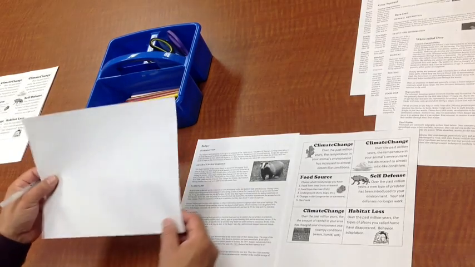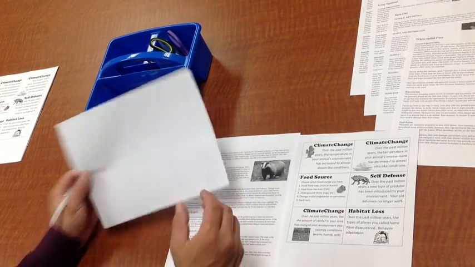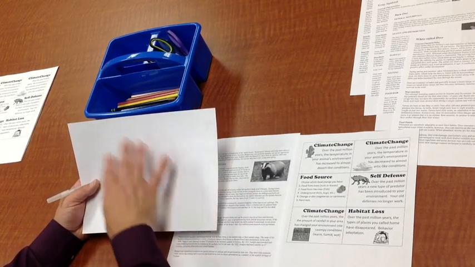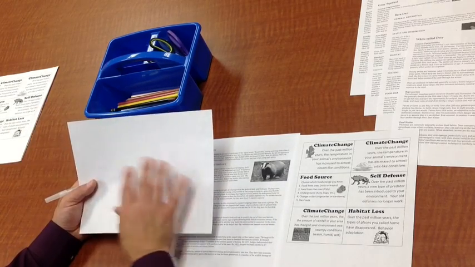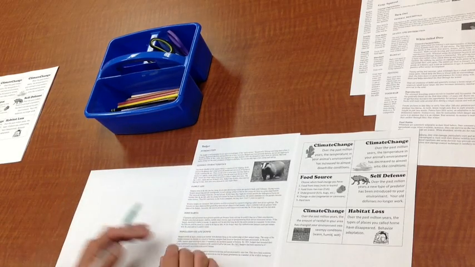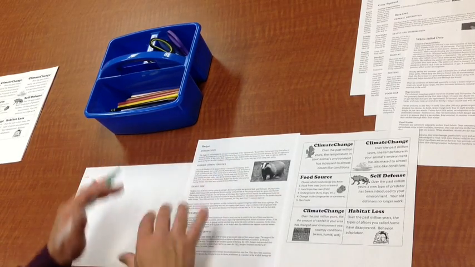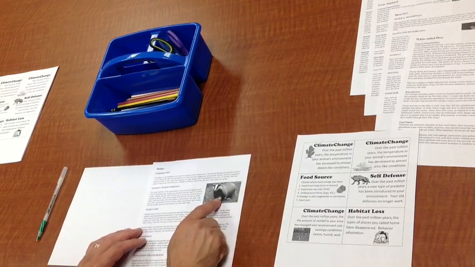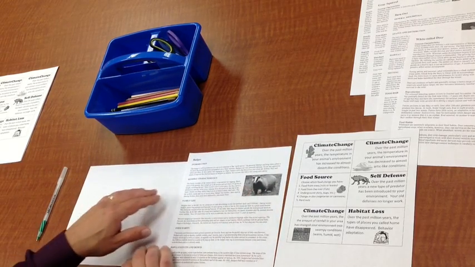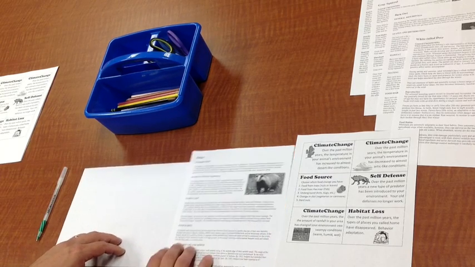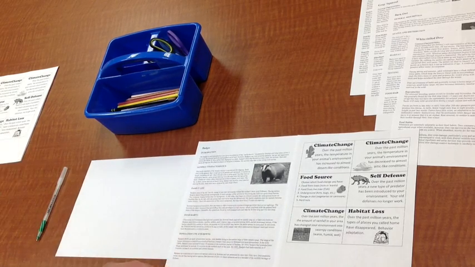The final part is, on the back of the paper, after you've done all your adaptation changes, you are going to draw a picture of your new animal. He still needs to have the name Badger, but if you want to rename him something that goes more with the desert, go for it. You're going to use this picture kind of as a guide, and you're going to add whatever changes.